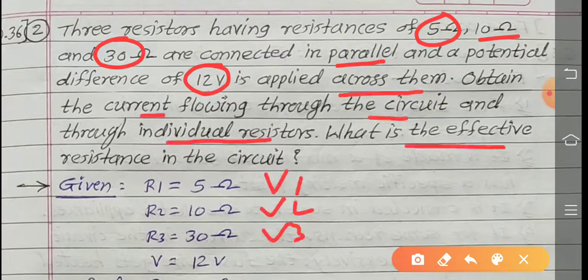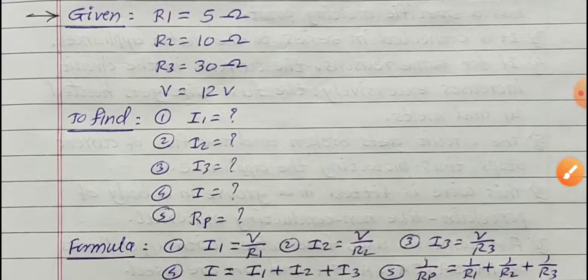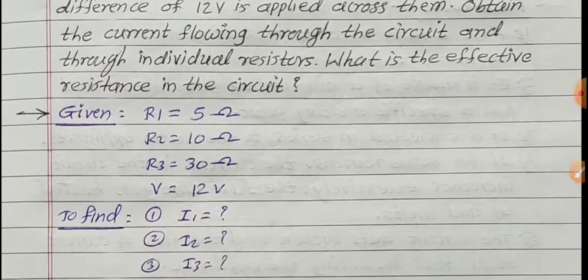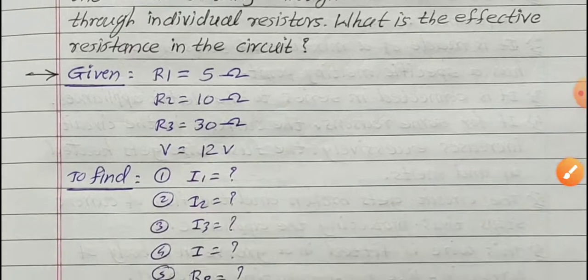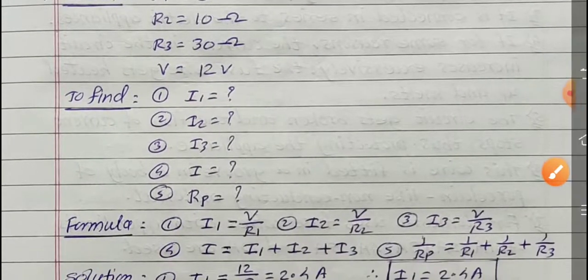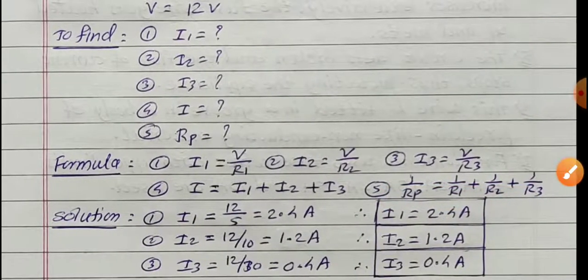And what is the effective resistance in the circuit? Since they are connected in parallel, we find the value of Rp. Now see what we find out. Obtain the current. Current is different in a parallel combination. Sorry, not V1, it is I1, I2 and I3. That value we find out across each resistor R1, R2, R3: I1, I2, I3, the total current and the total resistance of the parallel combination by using the formulas.